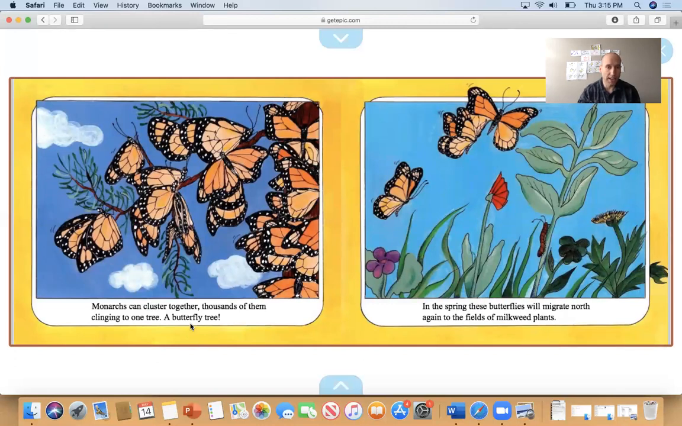Monarchs can cluster together, thousands of them clinging to one tree, a butterfly tree. Here, if I want to know cluster, great visual right here. All right, so when they say they cluster together, using this picture, boys and girls, it really helps me see cluster: when everything jumbles all up together. It gets really close together. Lots and lots get close together using the illustration right here. In the spring, these butterflies will migrate north again to the fields of milkweed plants.